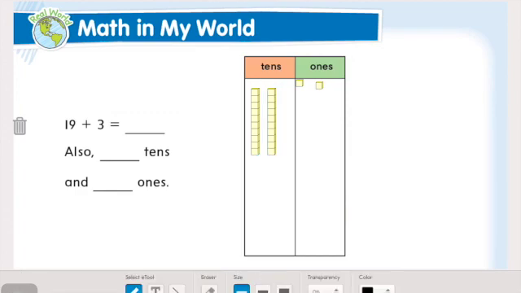So then we can easily see that we have 2 tens and 2 ones, which means that 19 plus 3 is 22. And that is true, right? If we put 19 in our heart and count up 19, 20, 21, 22, we get the same answer.